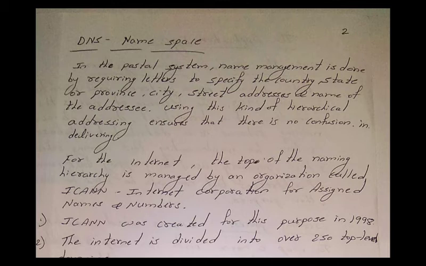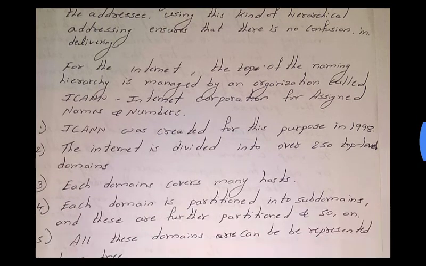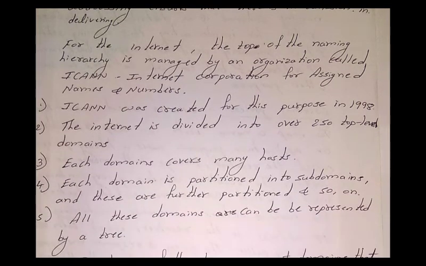So for the internet, the top of the naming hierarchy is managed by one organization called ICANN. Now we are going to study how this hierarchy is maintained, who is going to maintain it, what the different types of domains are, and all the details. This top of the naming hierarchy is managed by ICANN, the Internet Corporation for Assigned Names and Numbers.